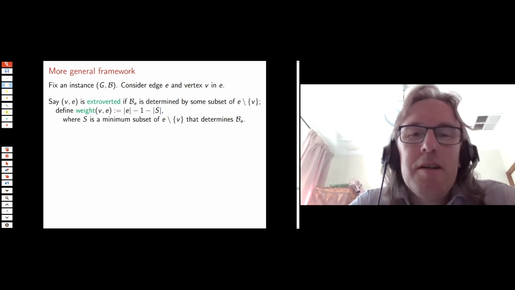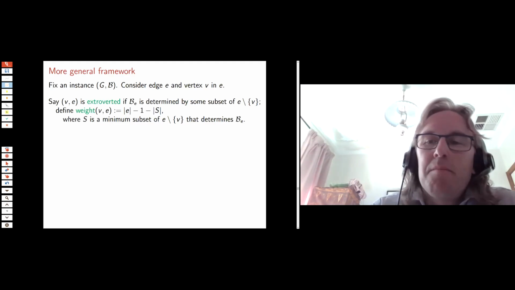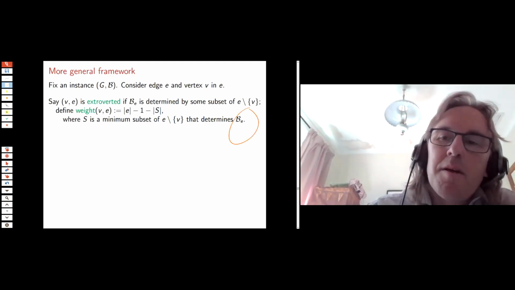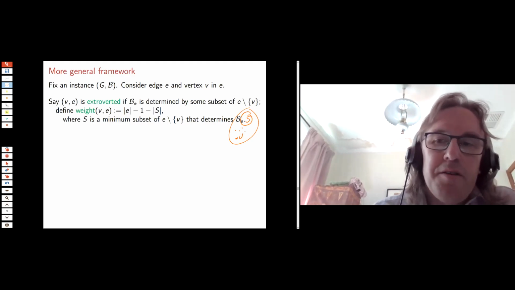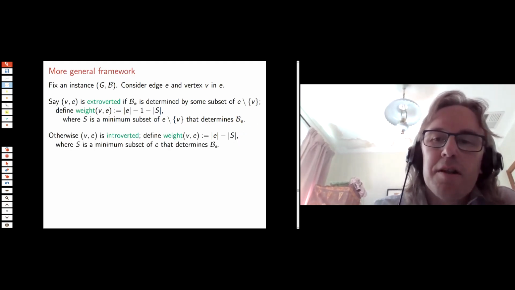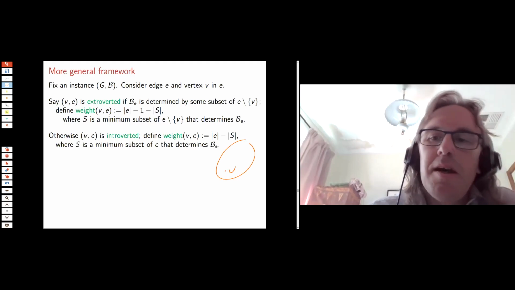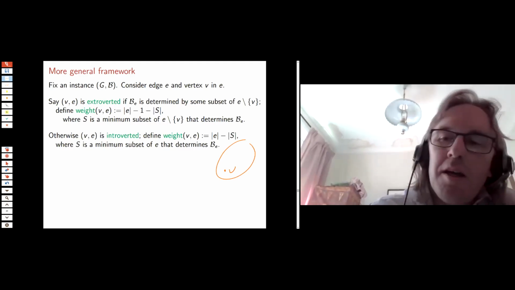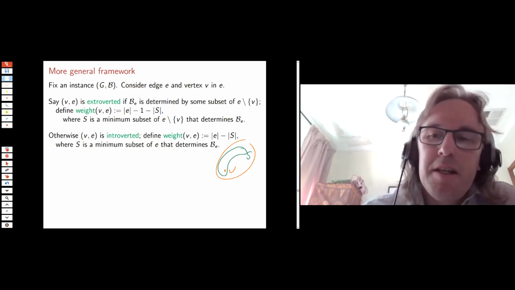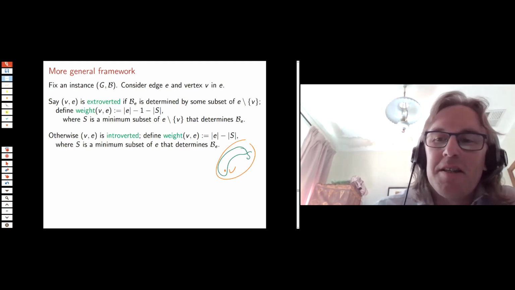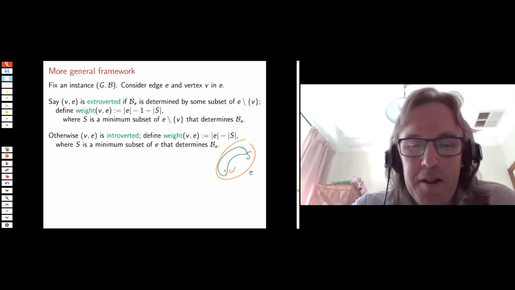V, E is extraverted if B_E is determined by some subset of E minus V. So this is exactly what we had before. We have V and a set S that determines all the colors, and then you define the weight to be the number of leftover vertices. But what if there's no such set S? Well, then we say it's introverted, and we again define the weight of V to be the size of E minus S, but not minus 1, and we allow S to include V. So S would include V. And now it is well defined because there definitely does exist such an S. You can always take S to be the entire edge E, and that does determine the colorings, of course.